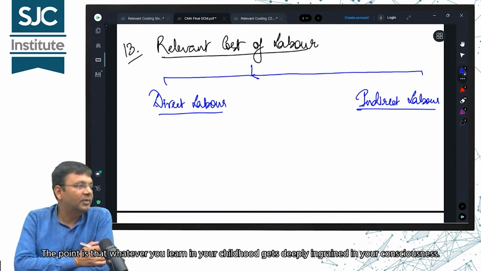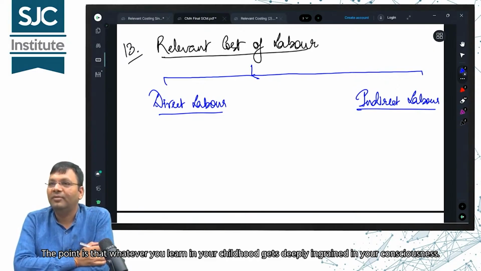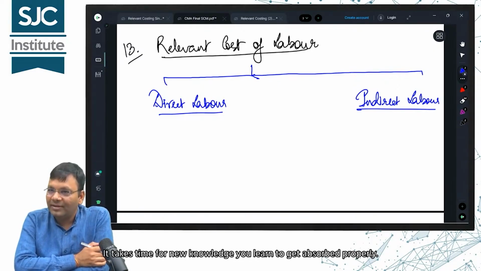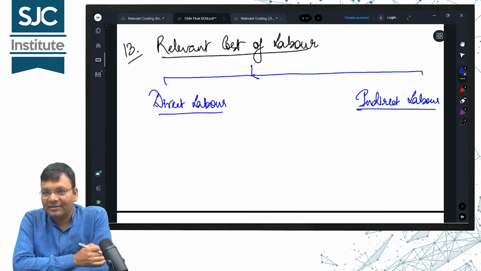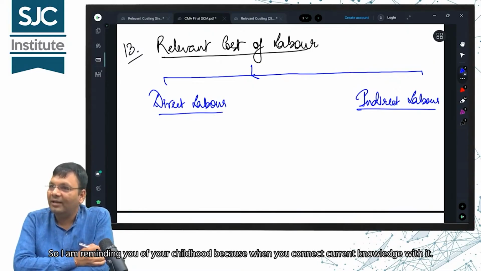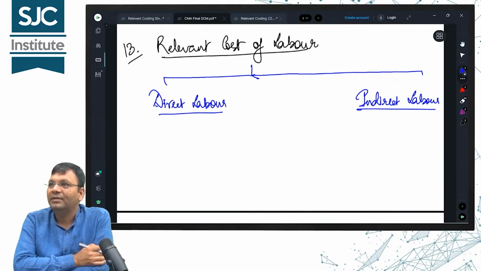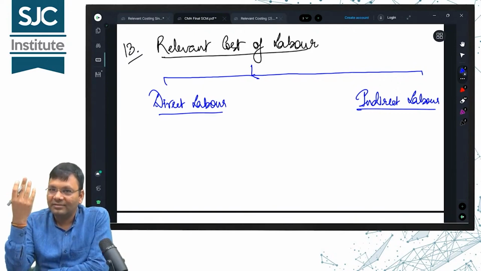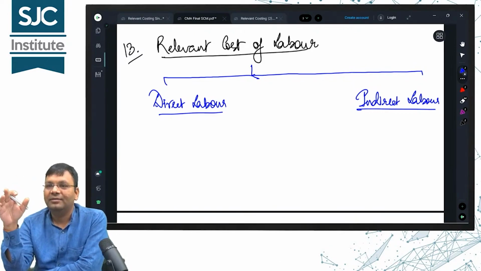The point is that whatever you learn in your childhood gets deeply ingrained in your consciousness. It takes time for new knowledge to get absorbed properly. So I am reminding you of your childhood because when you connect current knowledge with it, those cells get activated. And from there, everything will get connected.